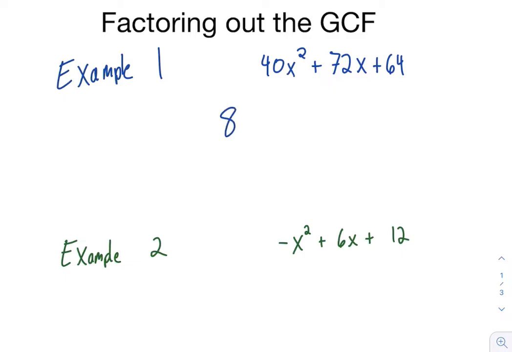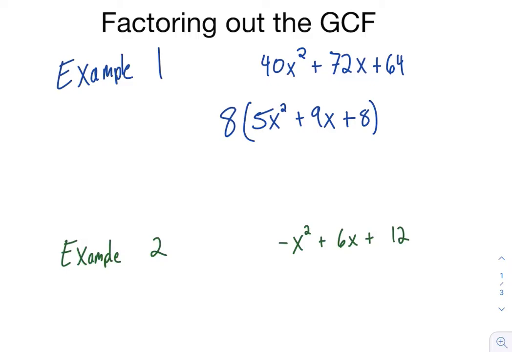So I want to take that 8. Now, I also want to look to see if the variables have a common factor, and here they don't. In order for them to have a common factor, I would have to have at least one x in all three terms, which I don't. So it's just going to be an 8 that we factor out. I'm going to divide all the coefficients by 8. The 40 gets divided by 8, which gives us 5x squared. 72 divided by 8 gives us 9x, and 64 divided by 8 gives us 8.